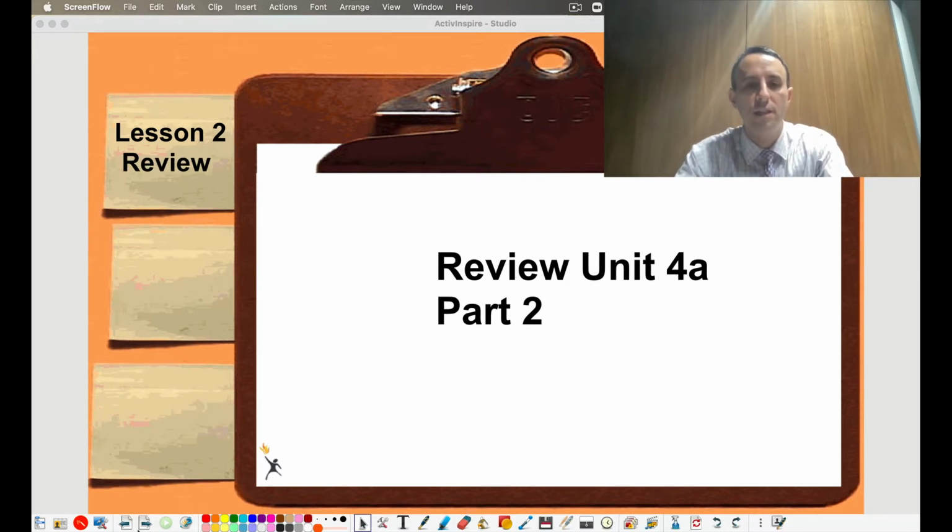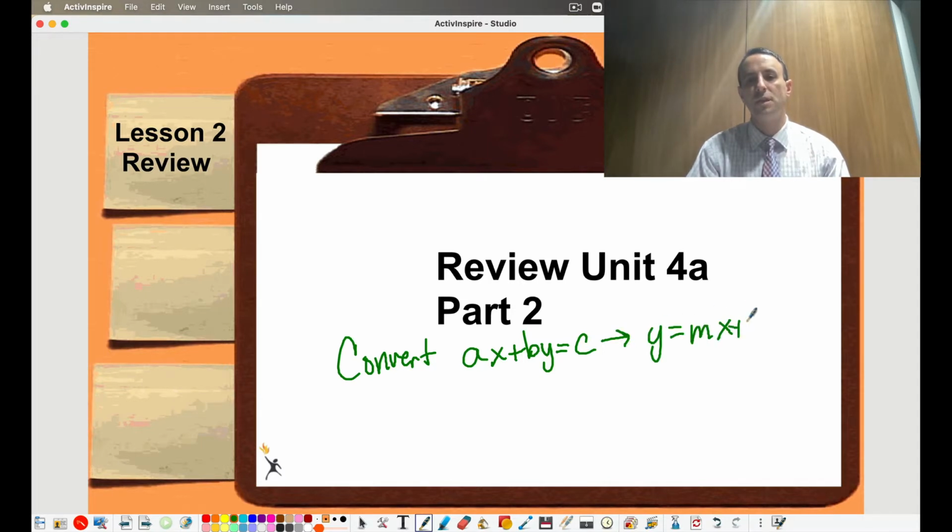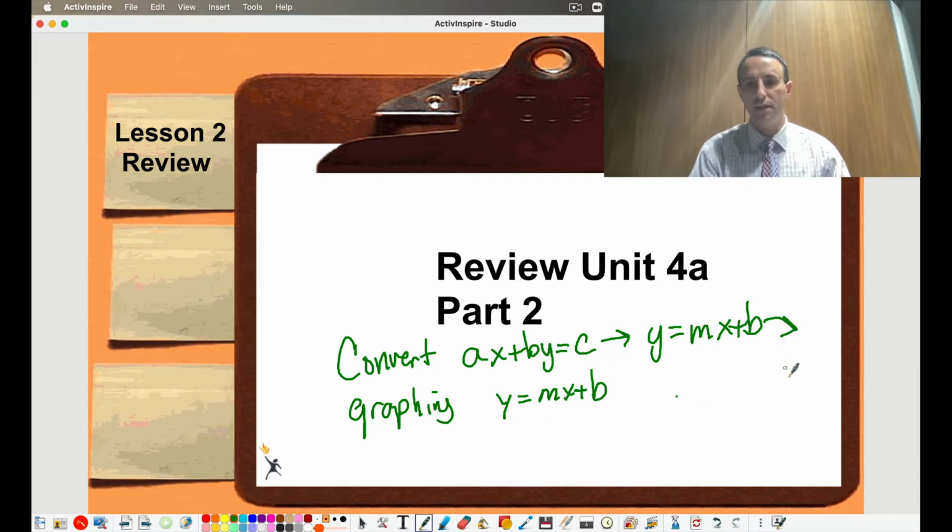So let's get started. This unit covers 3 pieces, or 3 real things. Converting something from standard form to slope-intercept. Graphing numbers in slope-intercept. Graphing y equals mx plus b. And then finally, converting, then graphing.